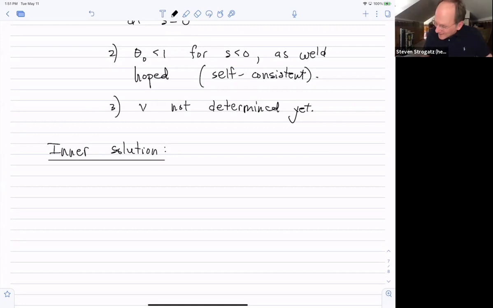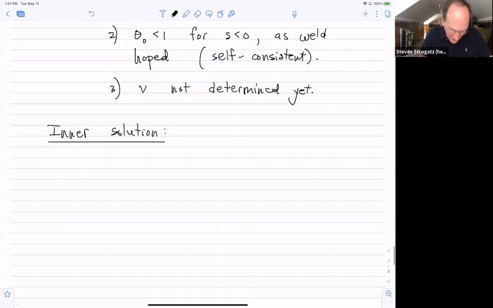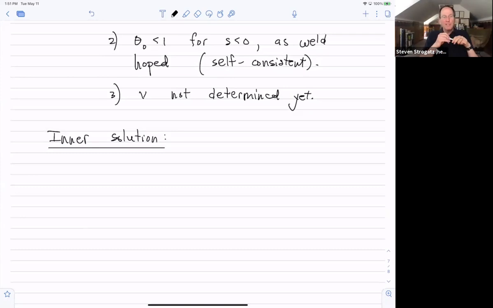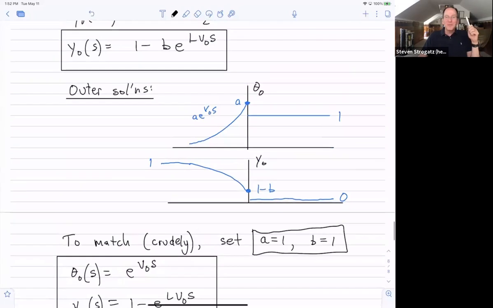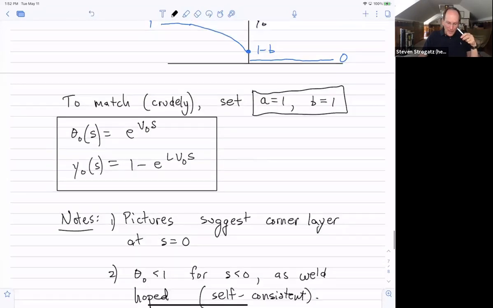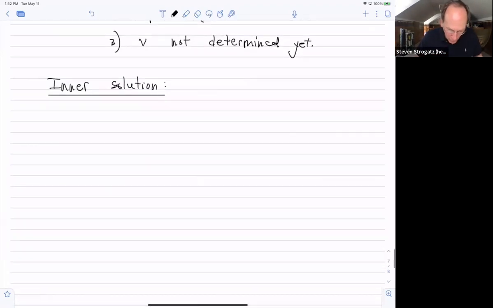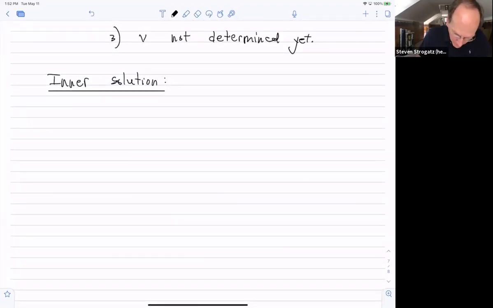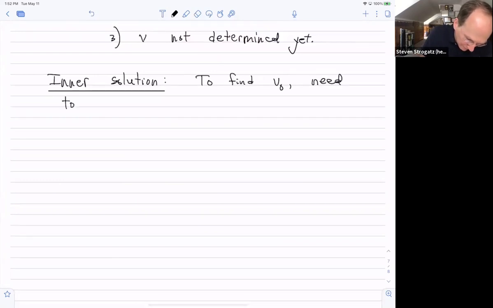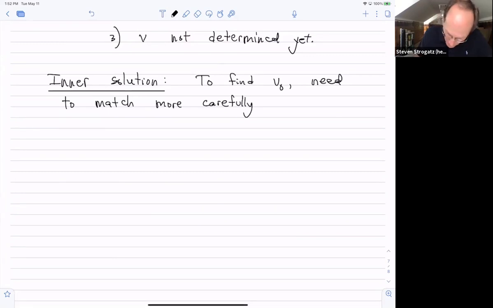But okay, all right. So anyway, inner solution. Maybe you want to ask anything at this point before we dive in. Still with me? All right, we've got these pictures. Here we go, the inner solution. What do we need to do? To find V0, we need to match more carefully near s equals zero.